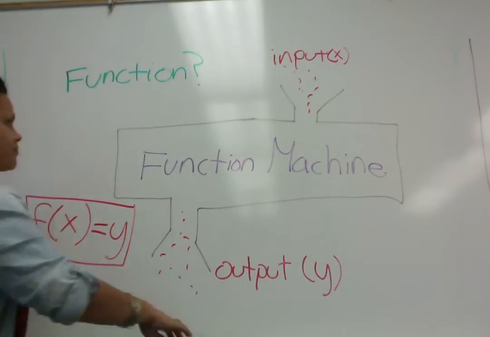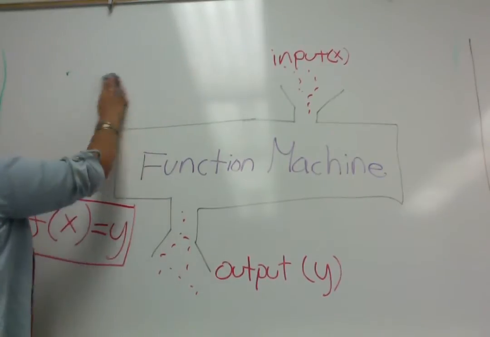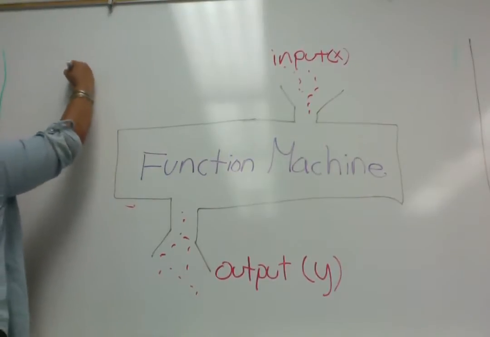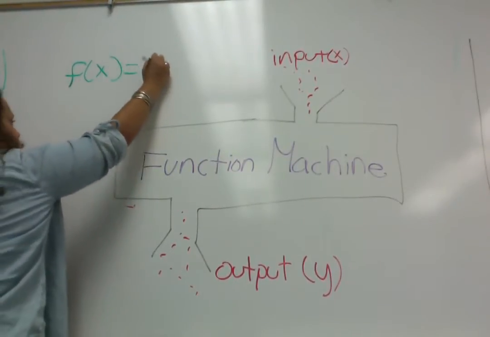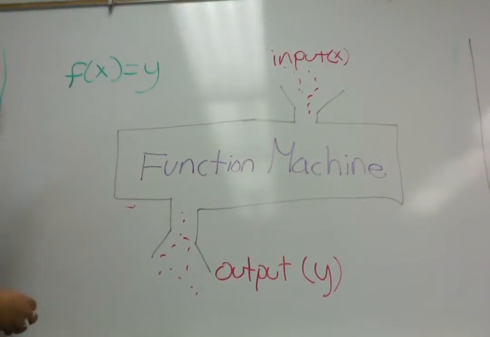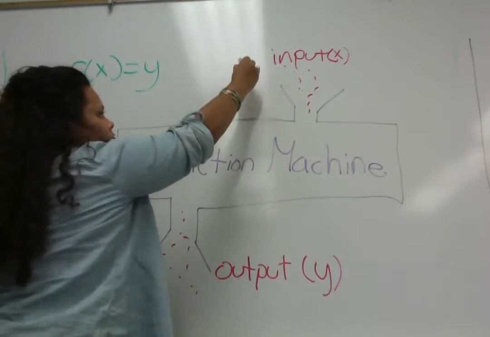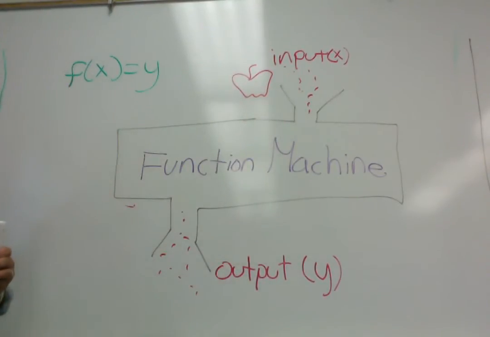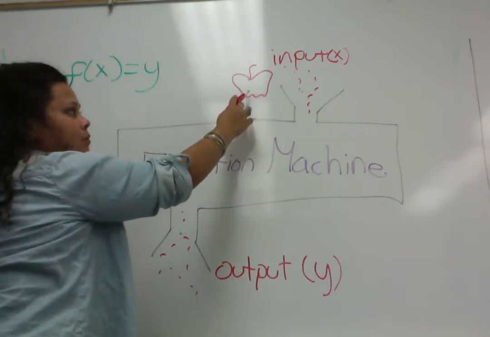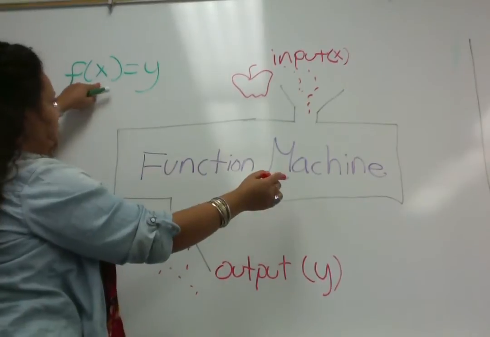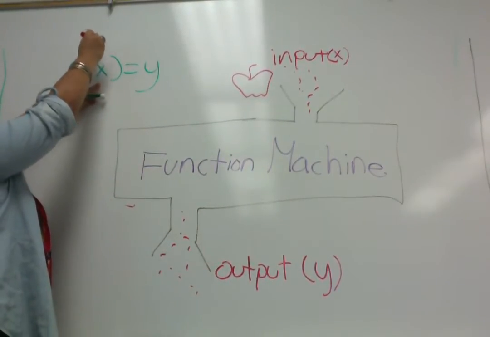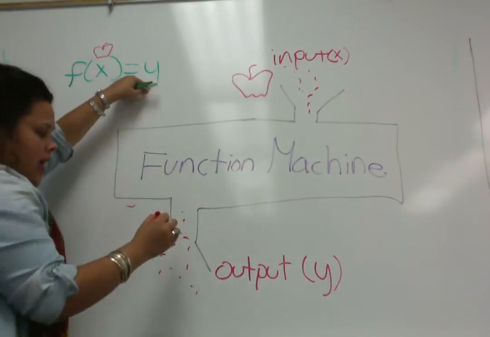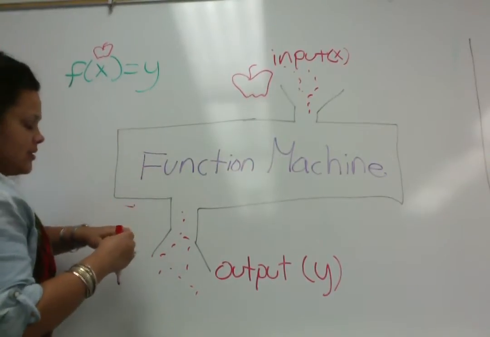For example, let's say we have an apple. So I'm going to draw an apple. Our apple represents our input. So we're going to put our apple into our function machine, and then what we get out is our y. And let's say it's seeds. Let's say we get out seeds.